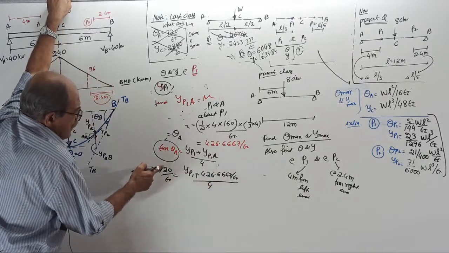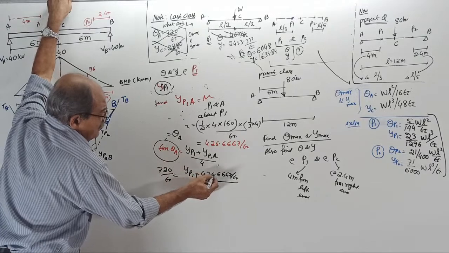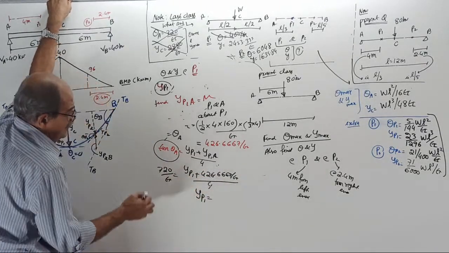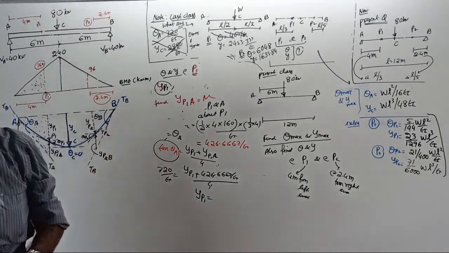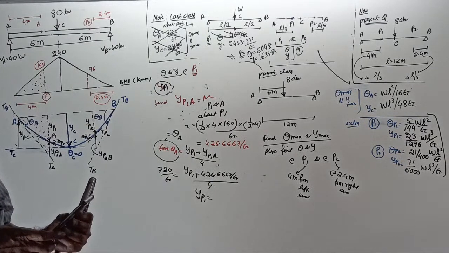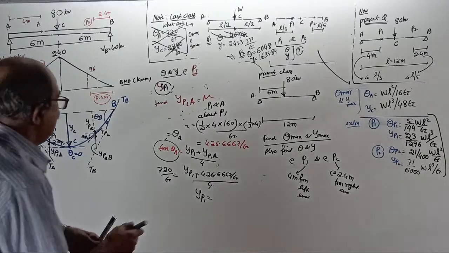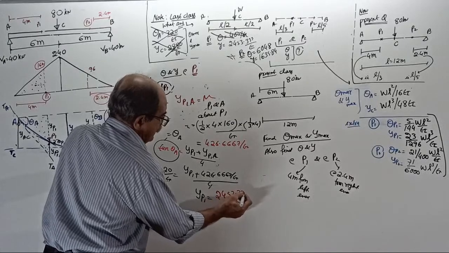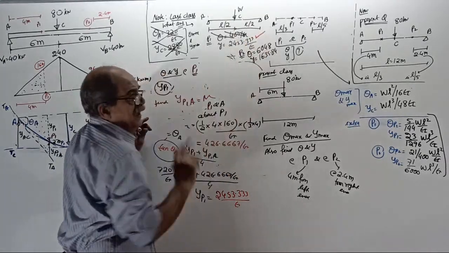720 into 4 minus 426.6667, you get y of P1. That is the deflection at P1. The answer is 2453.333 by EI. Yes, got the answer.